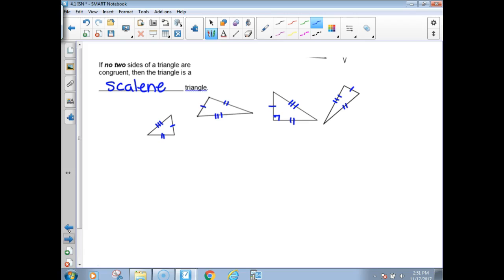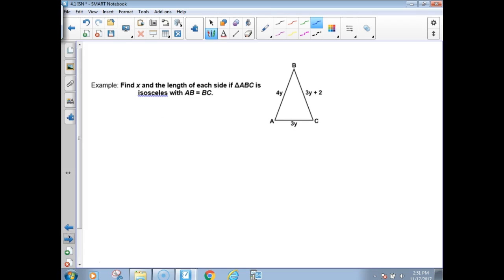Now that we've talked about the types of triangle names, we can use those in an application. Find x and the length of each side if triangle ABC is isosceles. Isosceles means at least two of the sides are equal. In this picture, it's telling us that AB, the side here, is equal to BC, this side there. You need to know which ones are equal.